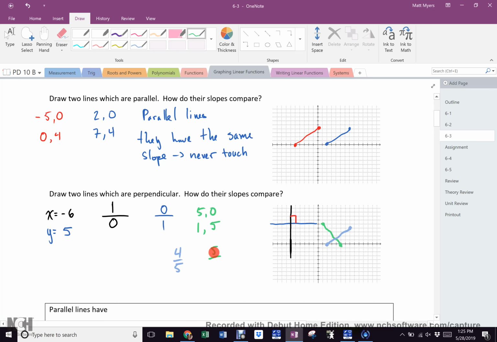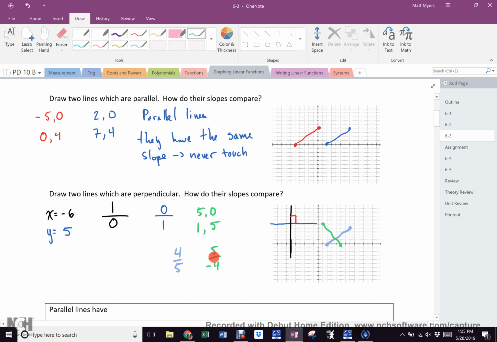Yes. What is the run here? -4. What do you notice? They're reciprocals, which means they must be. That's half the perpendicular argument, yes? But notice one is positive and one is negative. That also must be the case, yes? Because to meet at 90 degrees, they must cross.